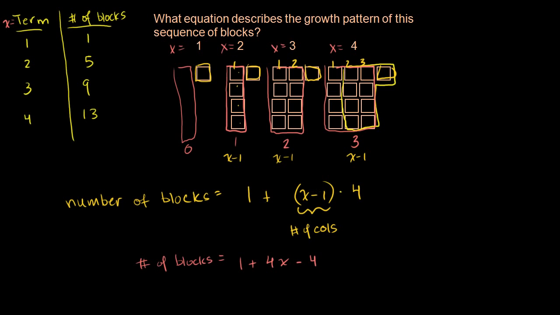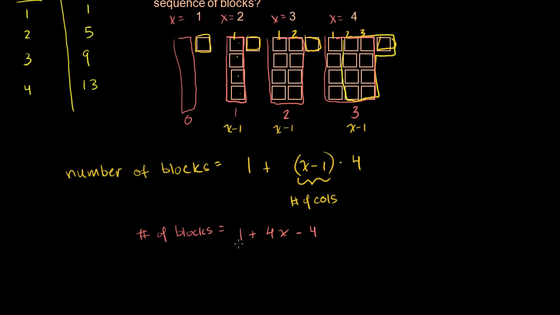The number of blocks. And then we could simplify this. We have a 1 and we have a minus 4. Or I guess we're subtracting 4 from it. So this is going to be equal to 4x minus 3 is the number of blocks given our x term. So if we're on term 50, it's going to be 4 times 50, which is 200, minus 3, which is 197 blocks.